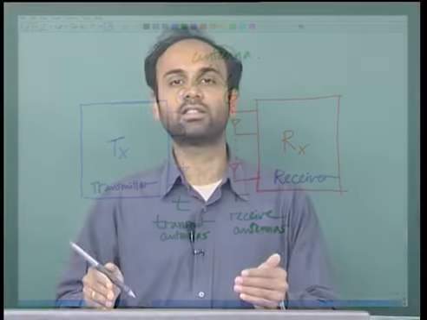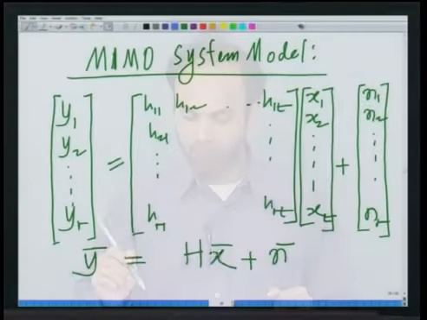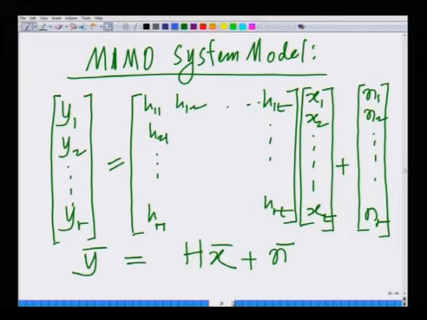That is, I take a conventional system which only has a single antenna at the transmitter and a single antenna at the receiver. A MIMO system has multiple antennas at the transmitter and multiple antennas at the receiver, and we saw that this can be represented using a matrix notation as Y1, Y2, Yr, which are the R symbols received at the R receive antennas, represented as an R cross T matrix, which is the channel matrix H, times x1, x2, xt, which is the T dimensional transmit vector, that is the symbols transmitted from each transmit antenna.